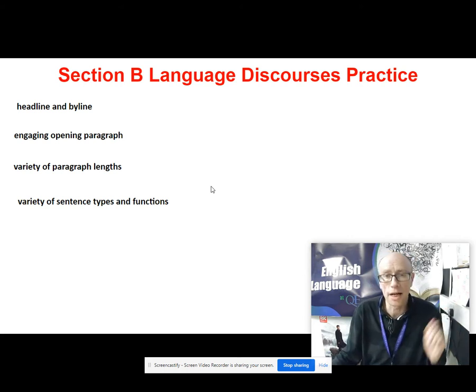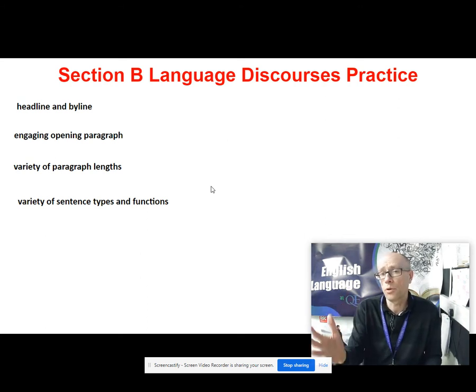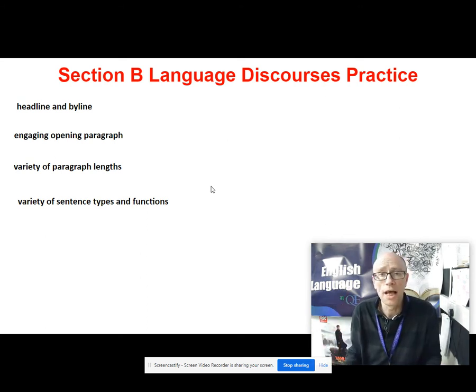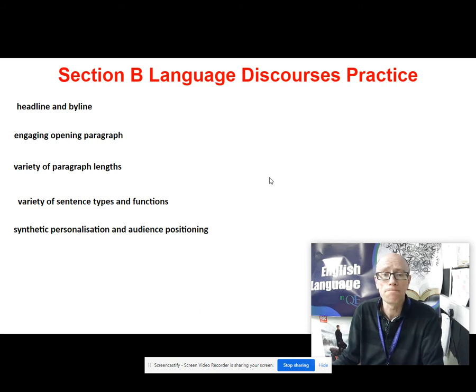So don't just do boring declaratives all the way through. Ask questions, throw in imperatives, and maybe at times do exclamatives as well. And of course, vary your sentence length as well. So sometimes long, sometimes medium, sometimes very short. So variety is very important.